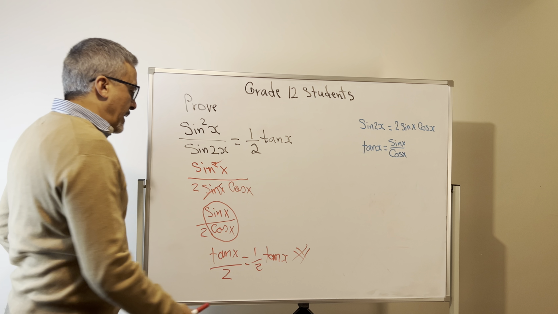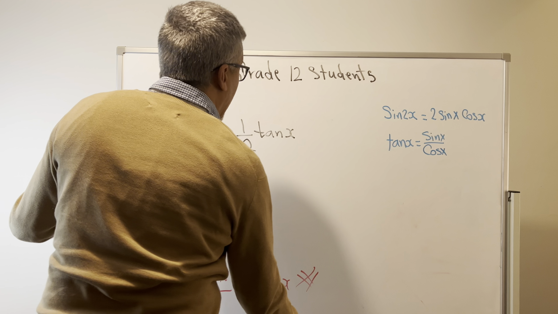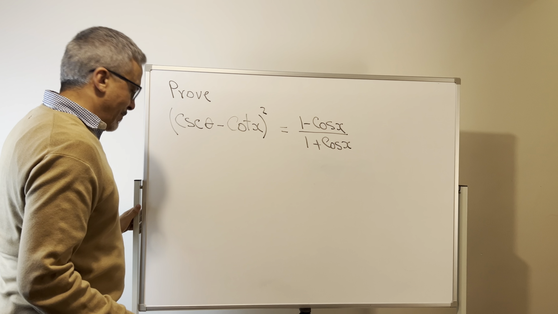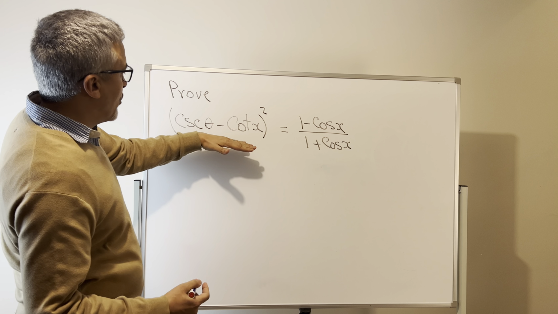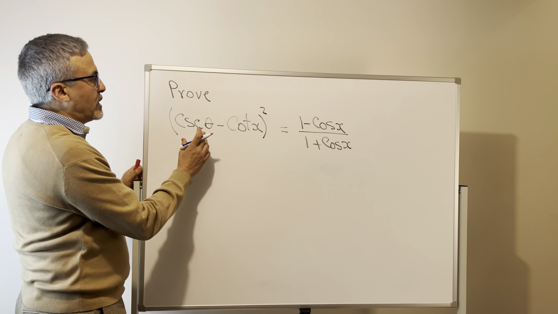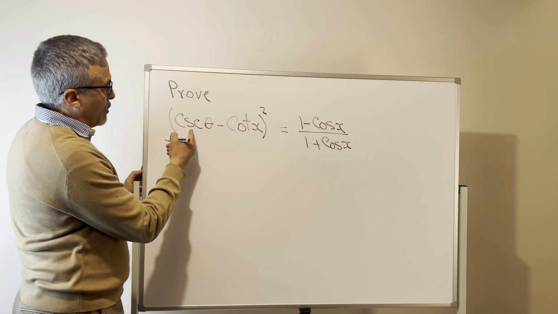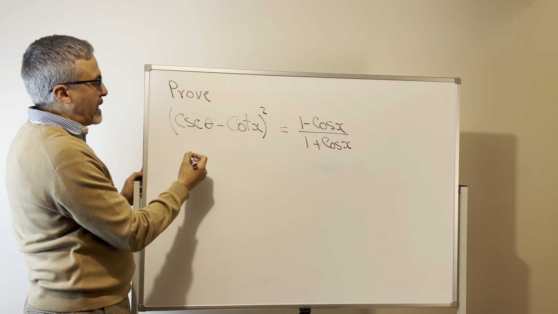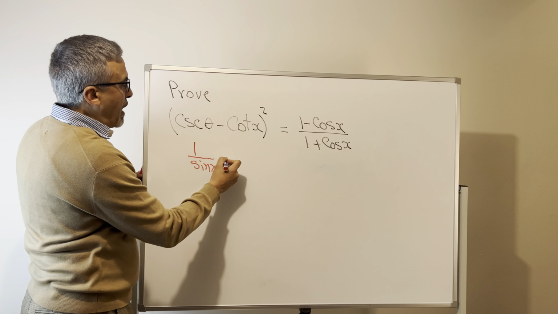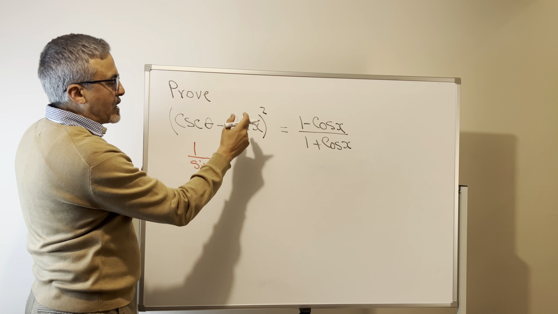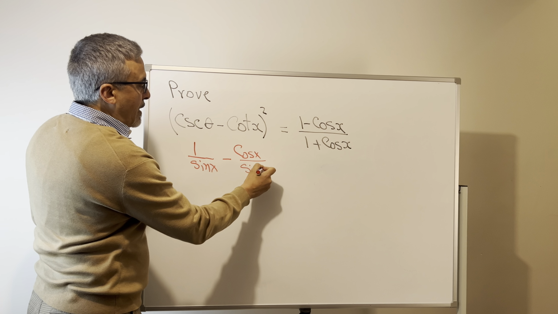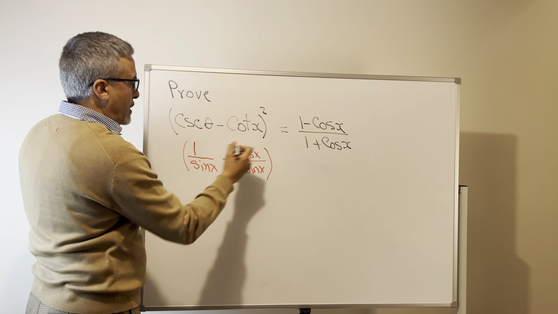Now, another identity that's maybe a little bit harder is this one. So more identities. Now try to prove this equals this. So here what I'm gonna do, I'm gonna change everything to sine and cos. Cosecant, remember, is the reciprocal of sine, so I'm gonna change this to 1 over sine x minus cotangent x, which is the same as cos x over sine x. So we're gonna change that to cos x over sine x. And again, all of this is squared.